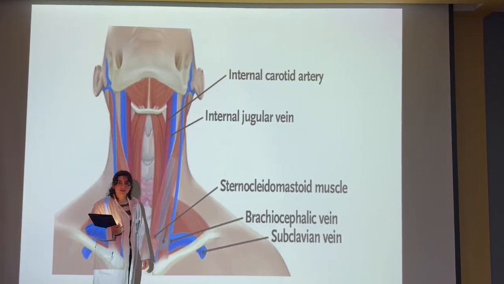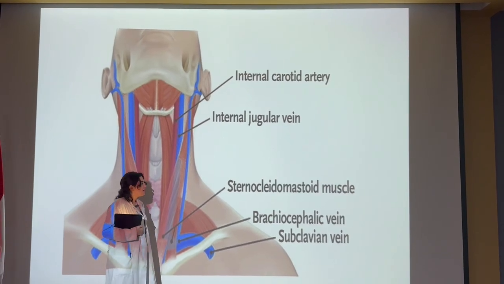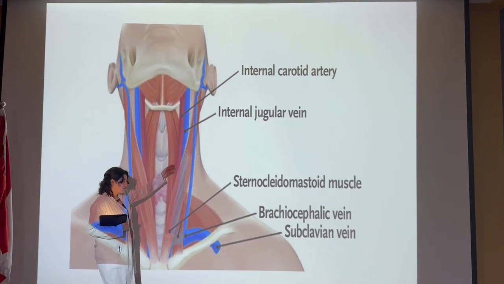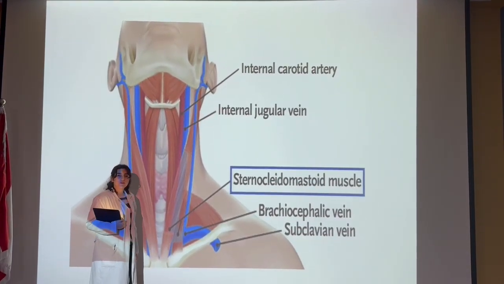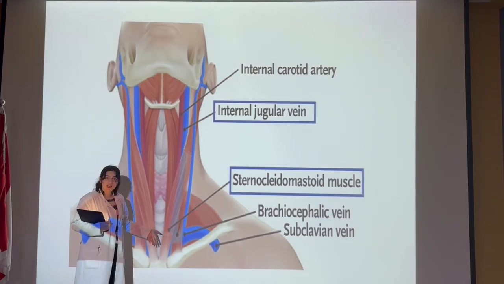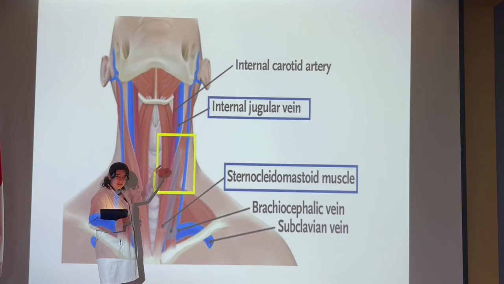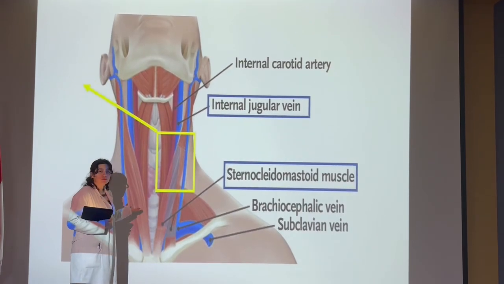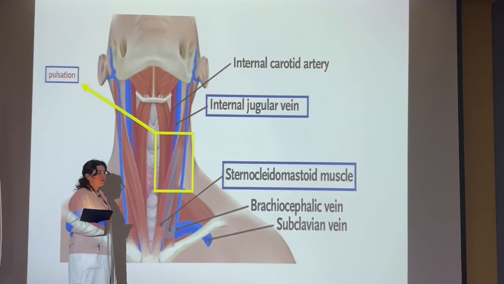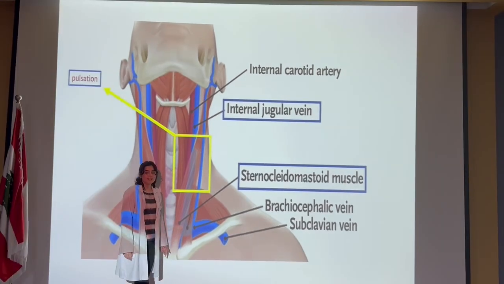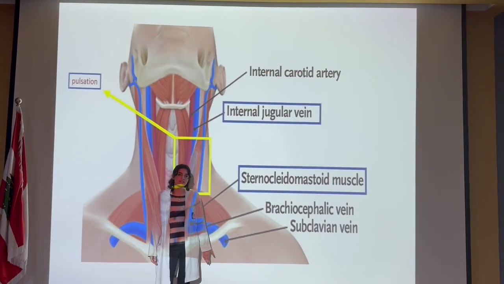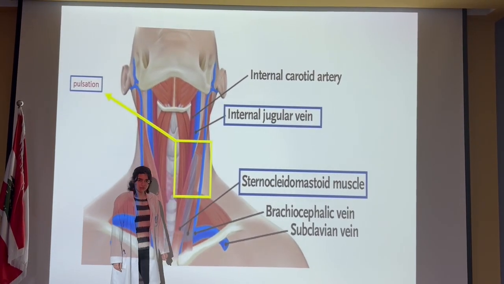Now we will start with the anatomy of the internal jugular vein. Running along the sternocleidomastoid muscle, the internal jugular vein provides deoxygenated blood directly to the right atrium. Therefore, the pulsations at this level will present the hemodynamics of blood at the level of the right atrium. The jugular venous pressure can indirectly determine the central venous pressure.